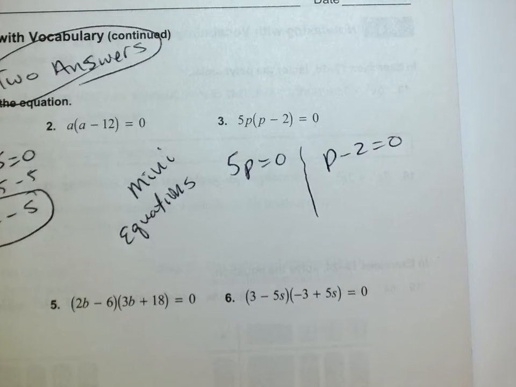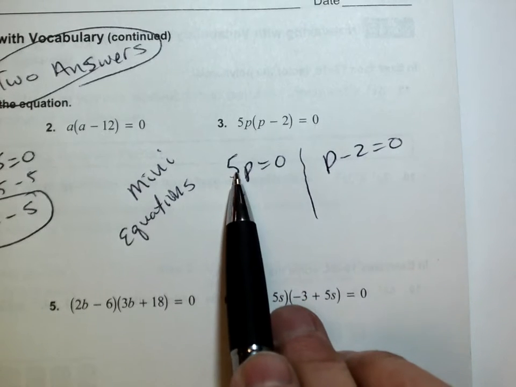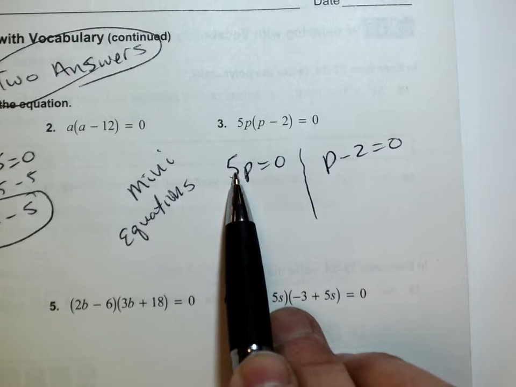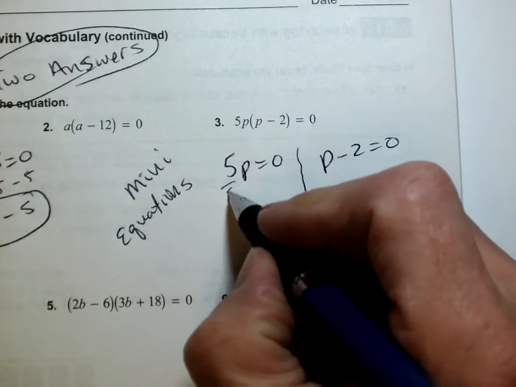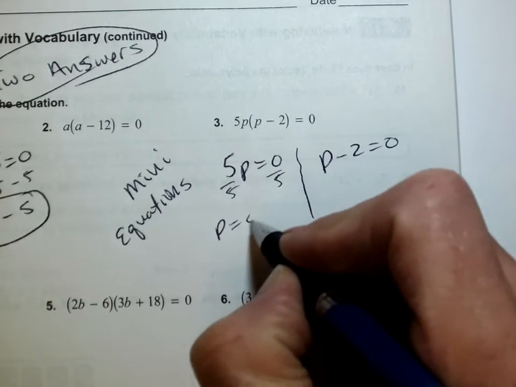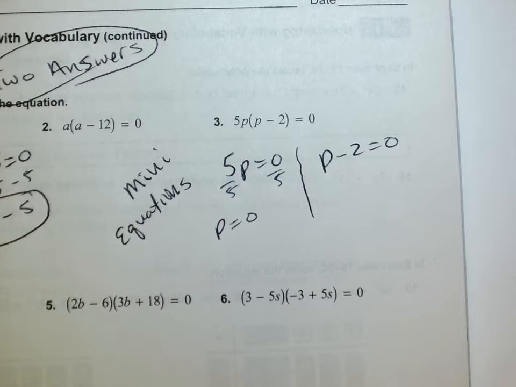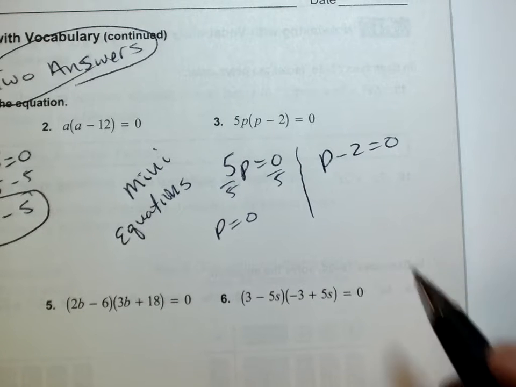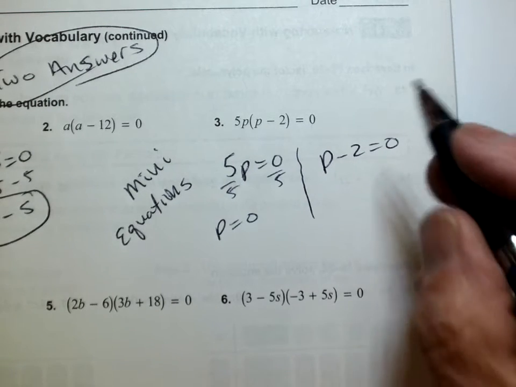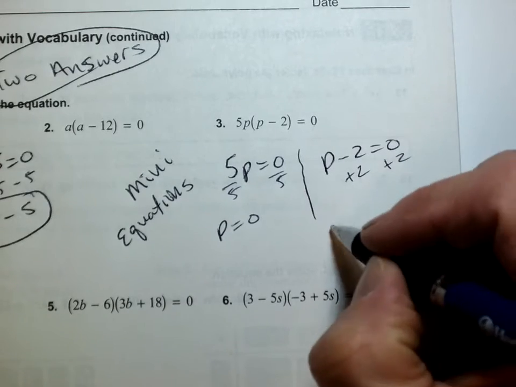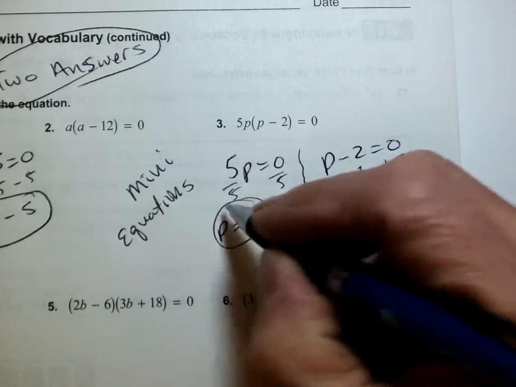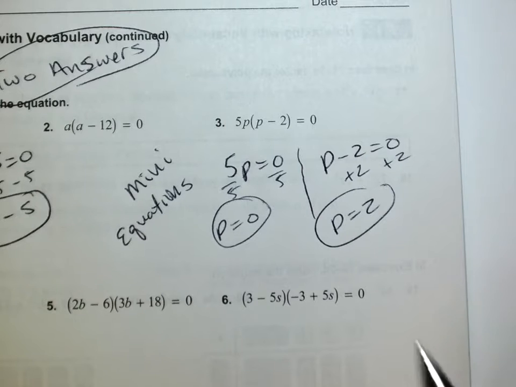2 little mini equations, right? Just set them up. I know I'm going to have 2 answers, 5p equals 0, and p minus 2 equals 0, okay? So far, so good. And then solve. So to solve for this one, we'll divide by 5. 0 divided by 5 is 0. There's one answer, right? That was easy. Other equation, super easy: plus 2, plus 2, p equals 2. I have 2 answers, 0 and 2 are my zeros, okay?